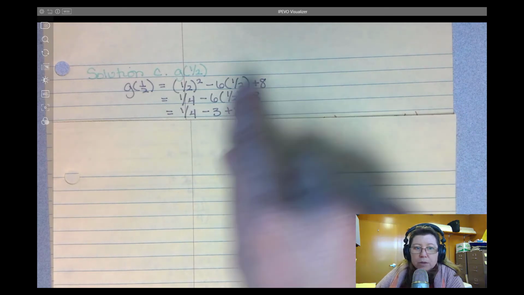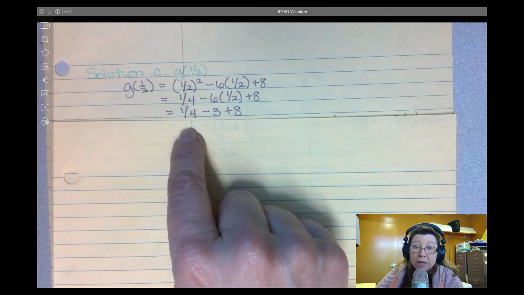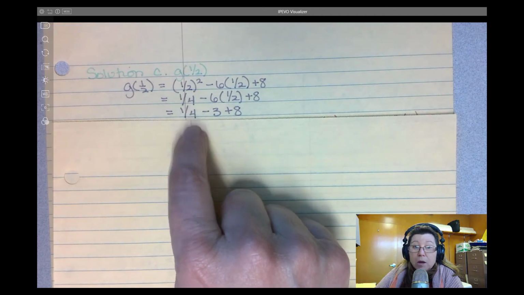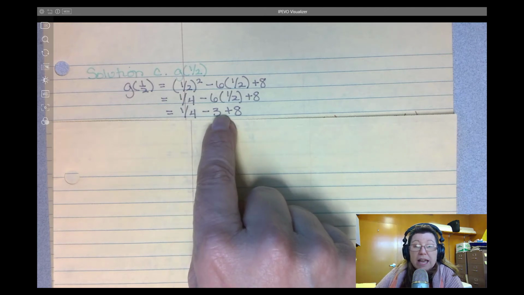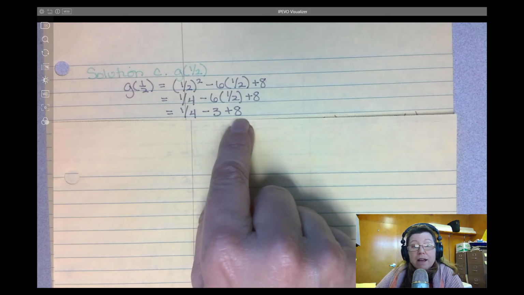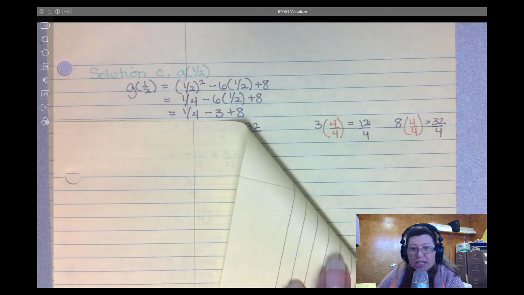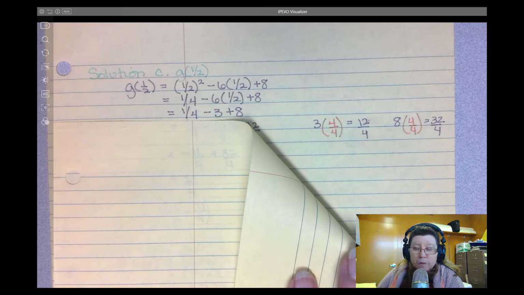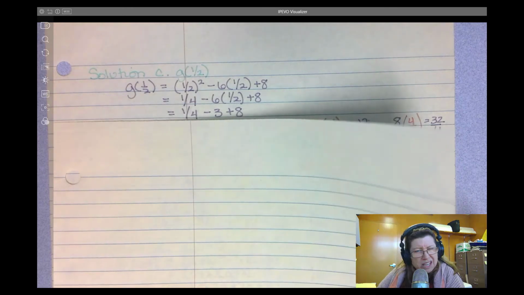Now, because I am ending up doing some subtraction and addition, I have to have a common denominator. And our common denominator is going to be 4. So I'm going to change this 3 to an equivalent fraction with a 4 as its denominator, as well as the 8. Off to the side, I did some math: 3 times 4 over 4. 3 times 4 is 12. 1 times 4 is 4. For the 8, it's also going to be 8 times 4 over 4. So 8 times 4 is 32, and 1 times 4 is, sorry, not 8, it's 4.